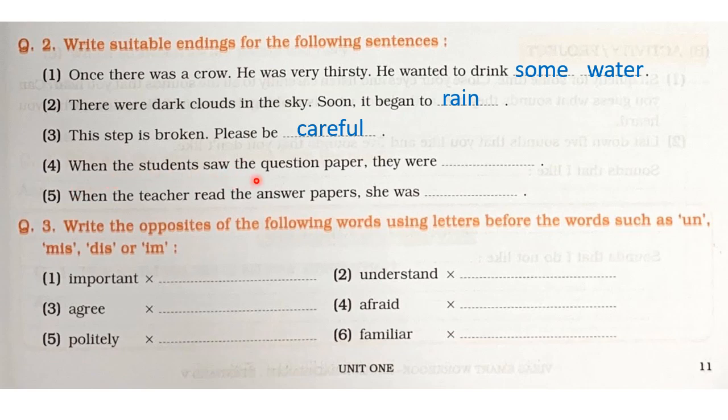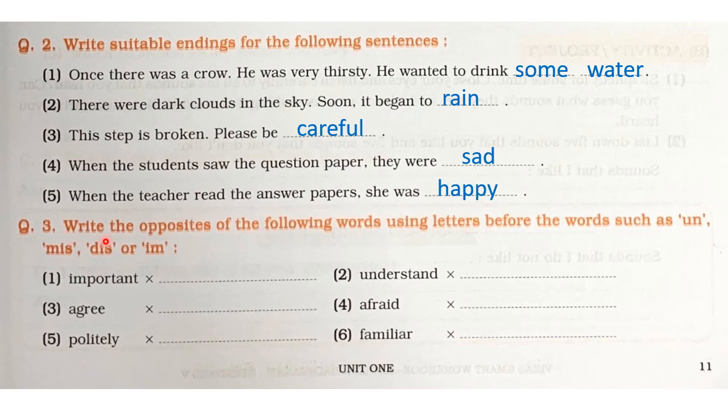Next, when the students saw the question paper, they were, you can say here the students were happy, the students were sad, it's up to you. So let us write they were sad. Next, when the teacher read the answer paper, she was, here also the teacher can be happy or the teacher can be sad. So, she was happy.